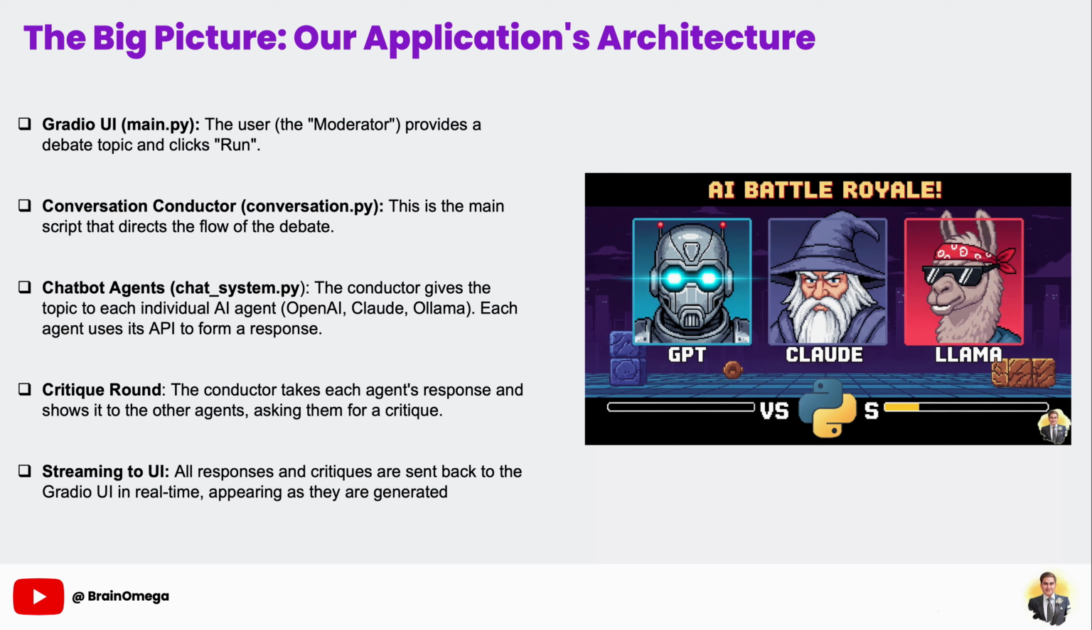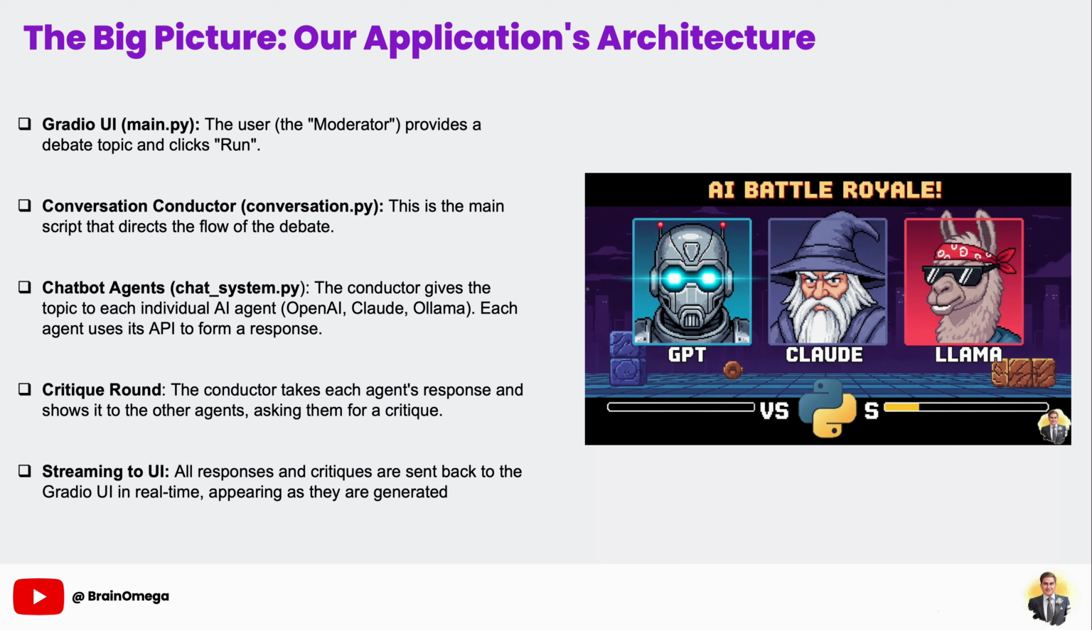Before we write any code, let's understand the flow of our application. You can think of it as setting up and running a formal debate club. Our Gradio UI, which we'll define in main.py, is where we, the user, act as the moderator. We propose the topic for the debate. When we click Run, the topic is handed off to our conversation conductor, the run conversation function inside conversation.py. This function is like the debate's director. It manages the entire flow.